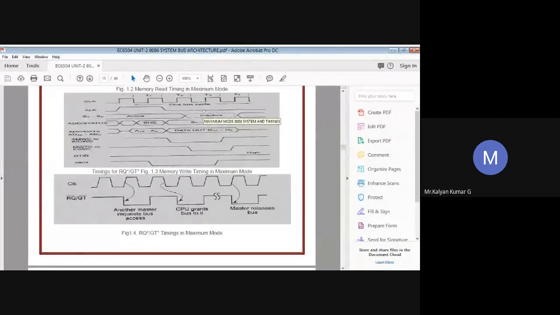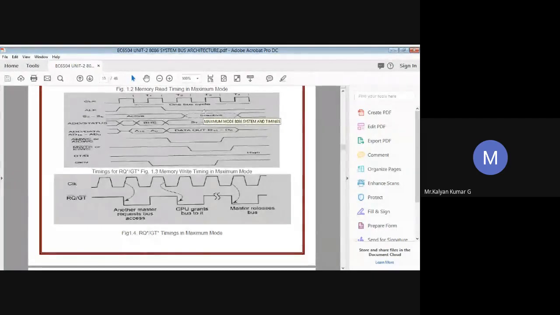Normally, the bus cycles are classified as memory read cycle, which usually requires 4 T states; memory write cycle, which also requires 4 T states; IO read cycle, 4 states; and IO write cycle, 4 states. In addition to this, we have the interrupt acknowledge cycle, which alone requires a minimum of 8 T states.